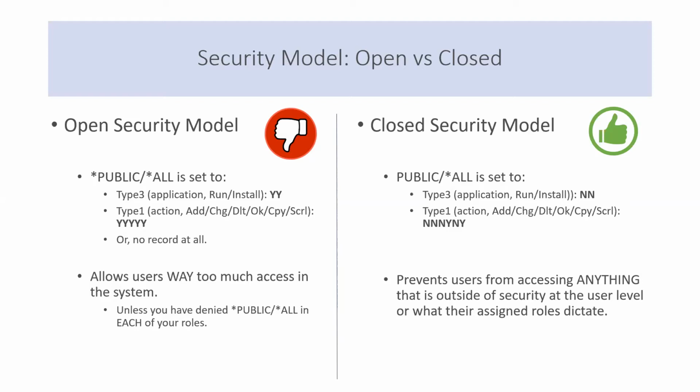because it leaves too much low-hanging fruit as to when and what users can access. Looking at our closed security model, star public star all is set to type 3, run and install, no, no. And then for type 1, which is add, change, delete, okay, copy, and scroll, it is no, no, no, yes, no, yes. So we still want to give them the ability to okay. So if they're going into sales orders, P4210, but they don't have add, change, delete, they just have inquiry, they should still be able to, if they need to, pull up a sales order, open it, and look at the details of it. If there's no okay button, they're not able to do that.